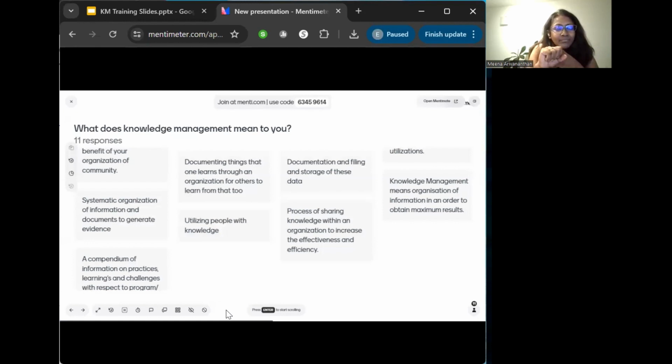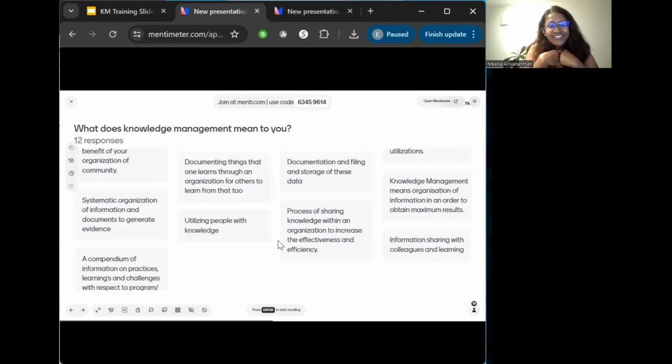Very clearly, we have many people with different ideas of what knowledge management means to them. And all of these are right, definitely, because you would tend to gravitate towards what pulls you, what attracts you, what interests you. And I think with this, we can safely move on to the next. And I'm very happy to pass this on to Erin. Thank you, Erin.